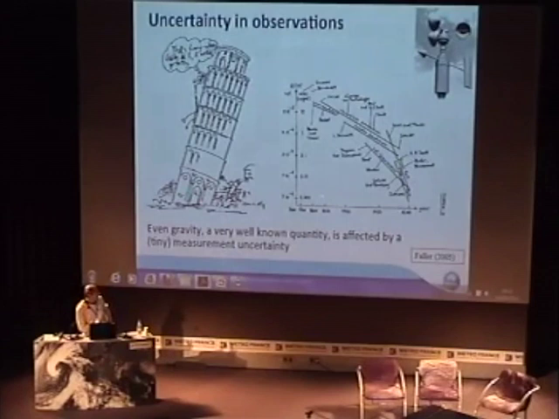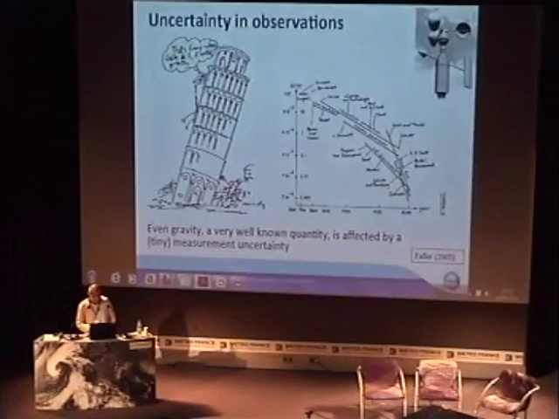Admittedly, the error is very, very small. We're talking about 10 to the minus 9 in relative error. It was 10 to the minus 5 in 1600, so it was very good even then. We'd be lucky to get anywhere near that in meteorology. But just to tell you, even gravity has its own uncertainty, and it needs to be quantified.